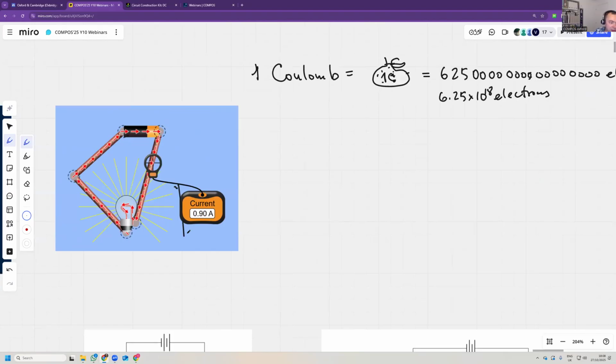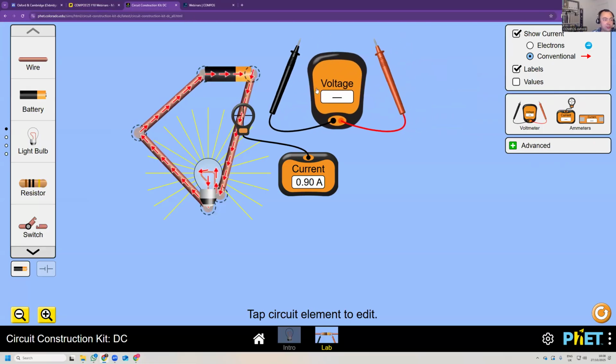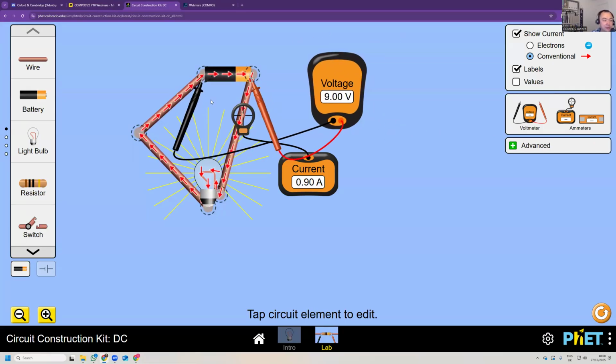And a current of 0.9 amps simply means 0.9 coulombs per second. Right. Hope that makes sense. The other important characteristic is, of course, the voltage. And if you measure the voltage across the battery, it is 9 volts.